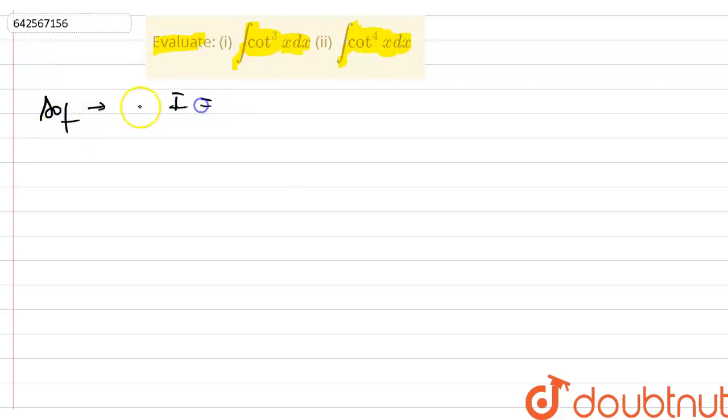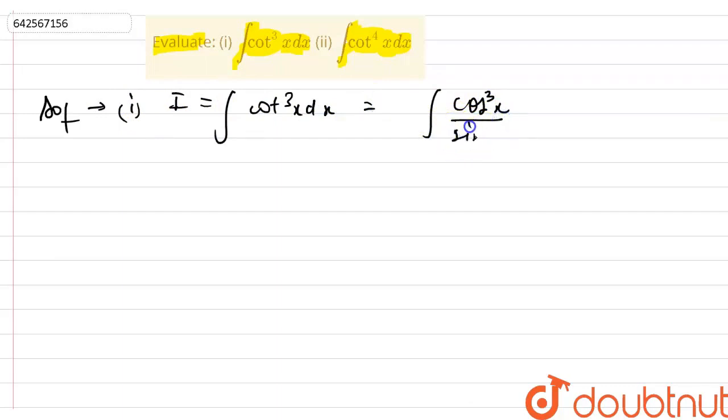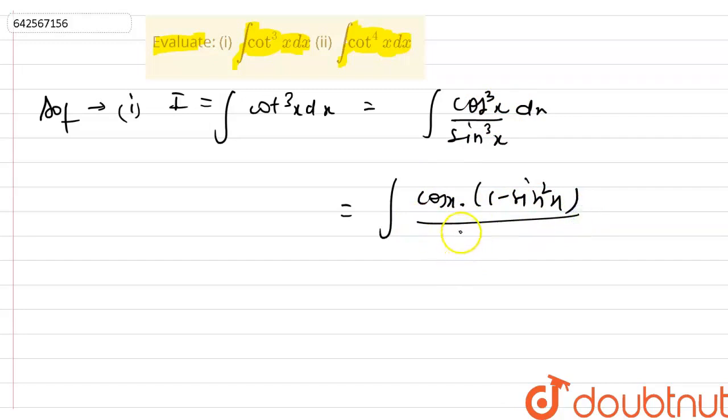So my first integral is given to me as integration cot raised to the power 3 x dx. I can write this as integration cos cube x over sine cube x dx. Now I'm going to write my cos cube x as cos x times 1 minus sine square x, because I can write cos cube x as cos x times cos square x, and cos square x can be written as 1 minus sine square x, and here it is sine cube x dx.